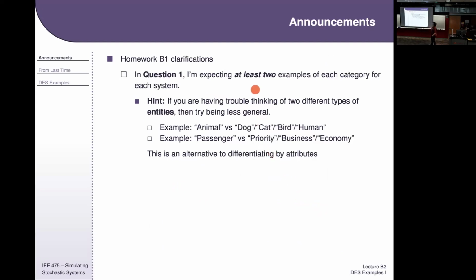This is similar to what we've been talking about for question one. I'm expecting at least two examples of each category. We've talked about this before. If you're having trouble thinking of, for example, two types of entities, think about breaking them up. If animal is your entity, you could say there are actually four types of entities here: dog, cat, bird, human, that I could use instead of just animal. Similarly, with an airplane, you could just have a passenger, but then you can think there are actually different types of passengers, and those might be different types of entities. So I can break that up into priority, business, economy, and so on.